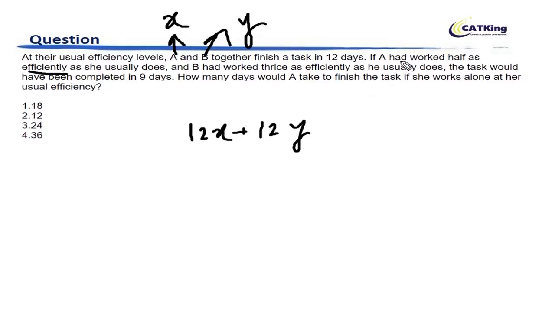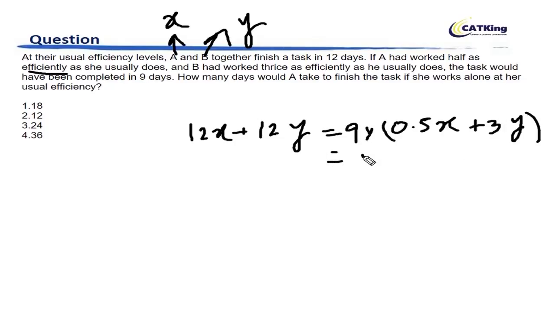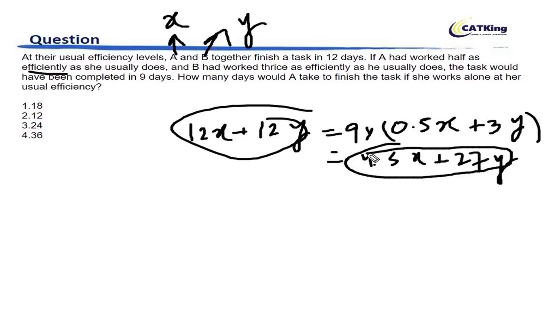If A had worked half as efficiently, so if A is working at 0.5x per day and B is working thrice as efficiently, and B is working at 3y, then the task will take 9 days. So then they will take 9 days in all. So that will be the work. So this becomes 4.5x plus 27y. See, in both these cases, the work done is just the same.